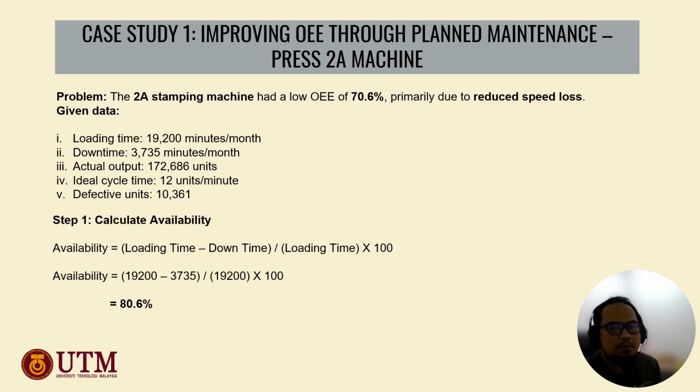So basically, when we want to get the OEE value, the calculation for the OEE is availability times performance times quality. Step one, we calculate availability. The availability formula is equal to loading time minus downtime divided by loading time. We want the value in percentage, so we times by 100. From this case study one, the availability we get is 80.6%.